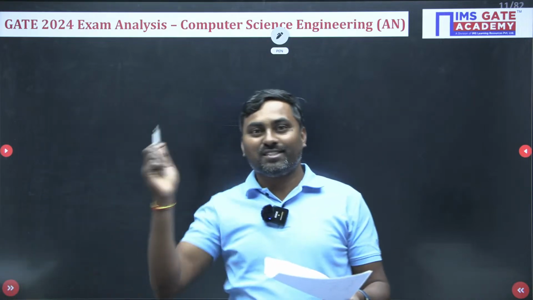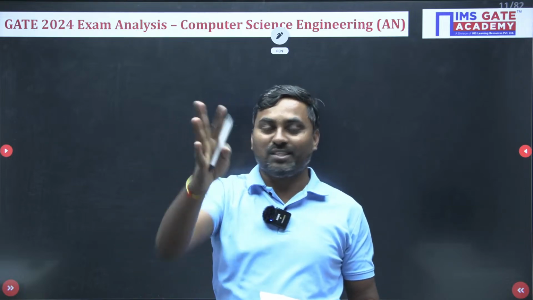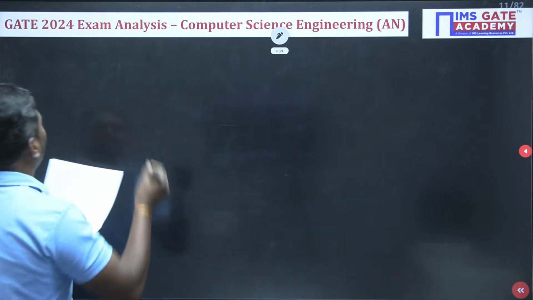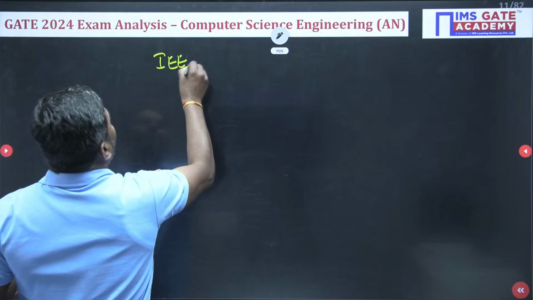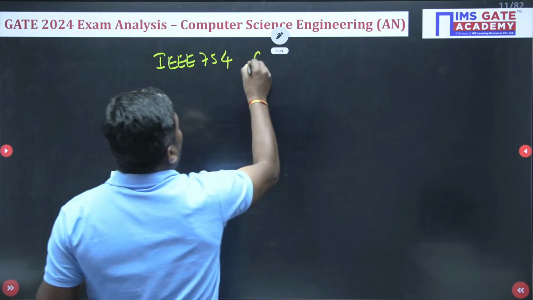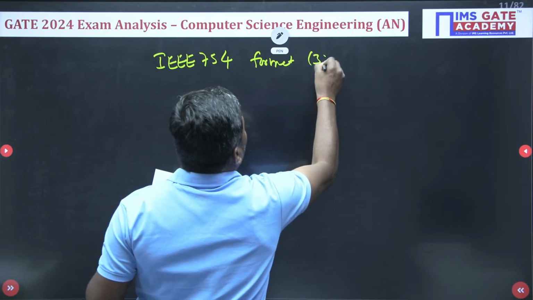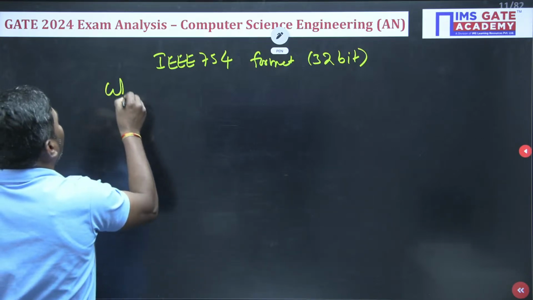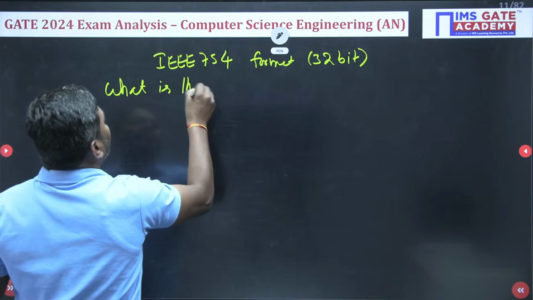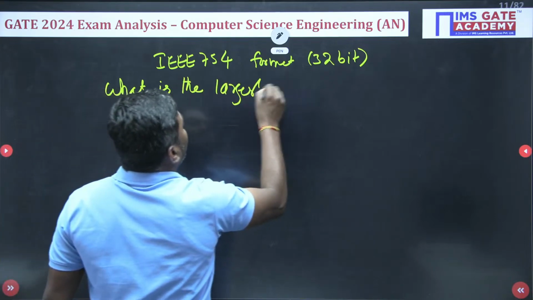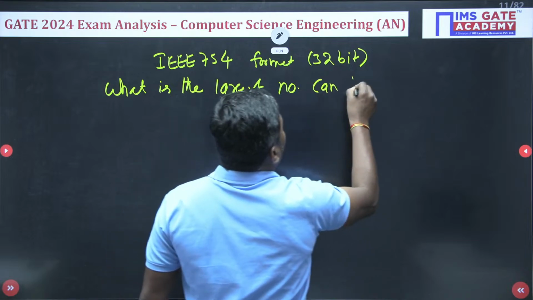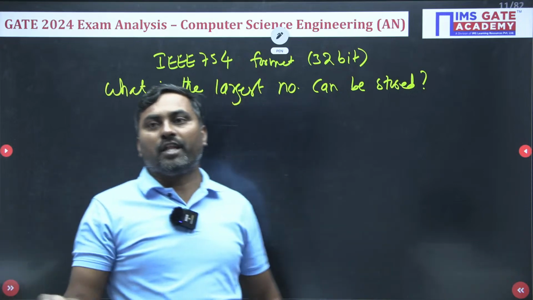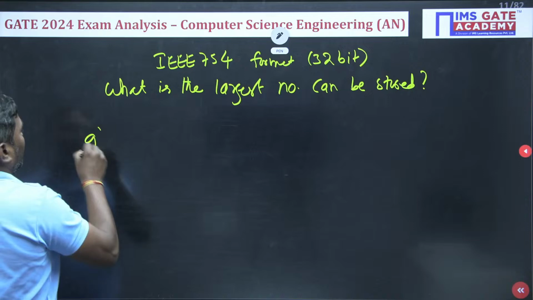Yes, these types of questions, computer networks and others, we have seen in the classroom, correct or not? So now a question is given from floating point number representation. IEEE 754 format of 32-bit single precision is mentioned. They ask what is the largest number that can be stored, and the options are given in binary only. So option A, like this.